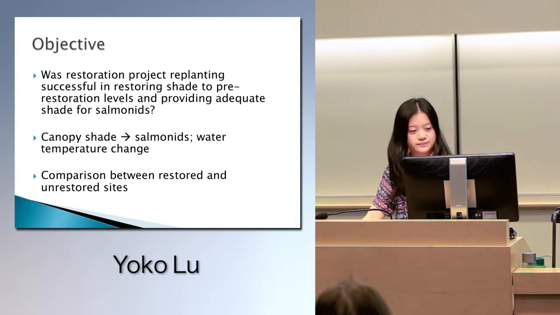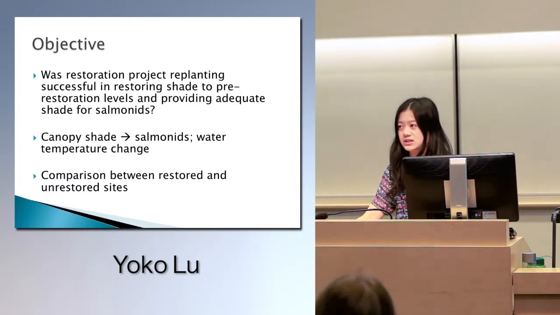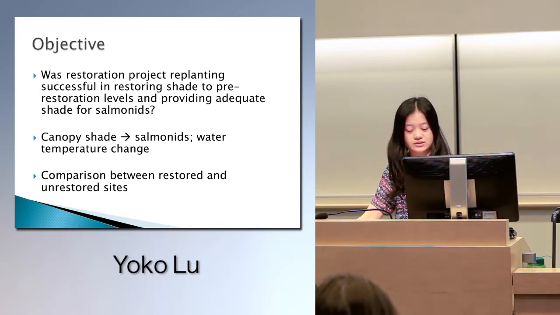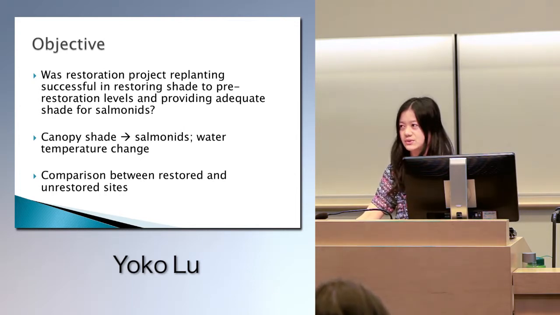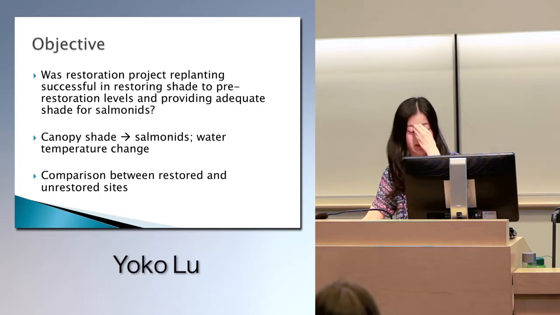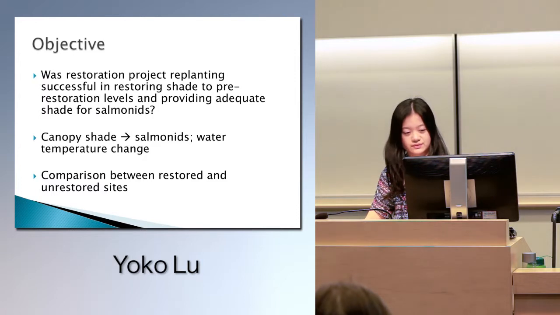environmental conditions. So for canopy shade, we also wanted to see if the water temperature changes. If the water is too hot, then salmon can die off, and if it's cold, it's not ideal for salmon. So we need to see if the salmon can stay in the water for a good amount of time and conditions. So we compared between restored and unrestored sites to see the difference.